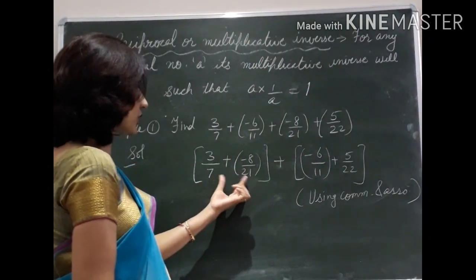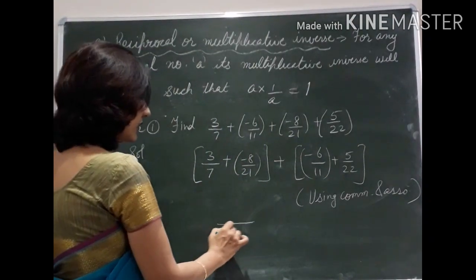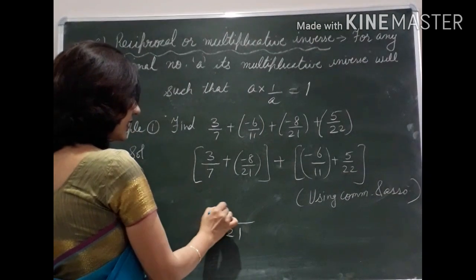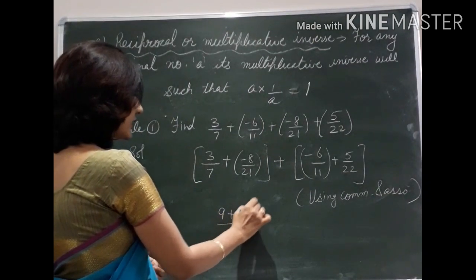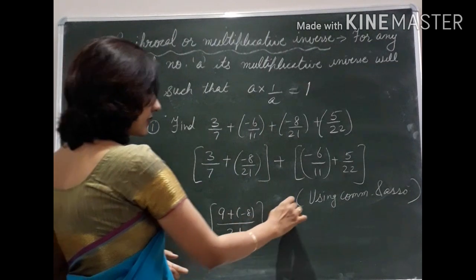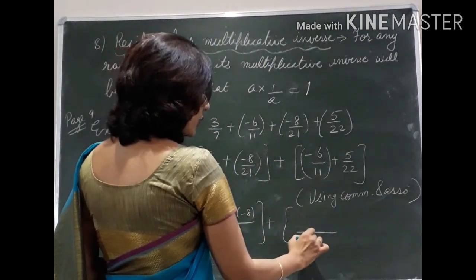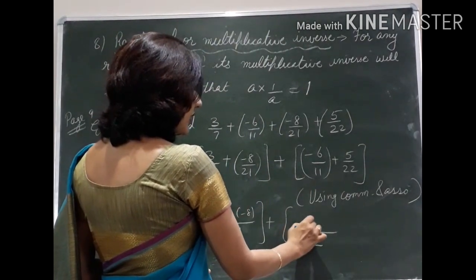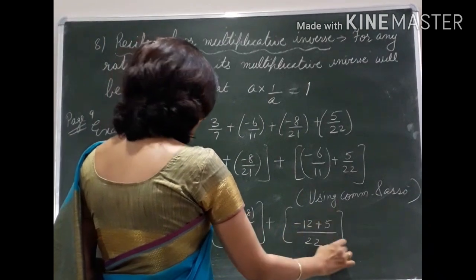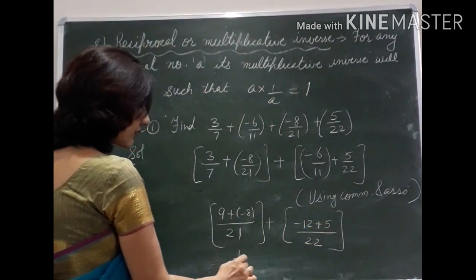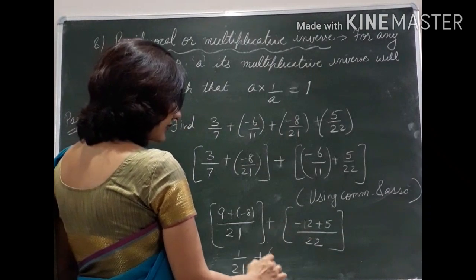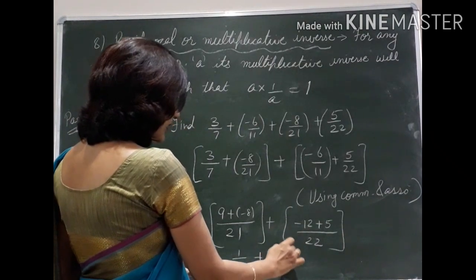Now I will solve these two. LCM of 7 and 21 will be 21. Here will come 9 plus minus 8 in one bracket, plus the LCM of 11 and 22 will be 22. Here it will come minus 12 plus 5. This will be 1 by 21 plus minus 7 by 22.